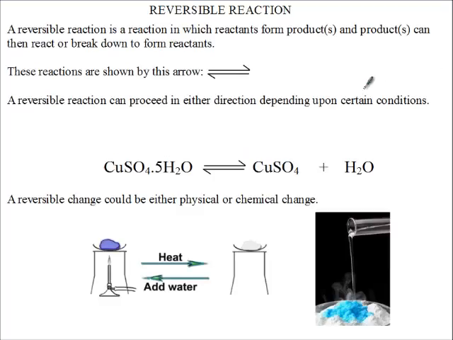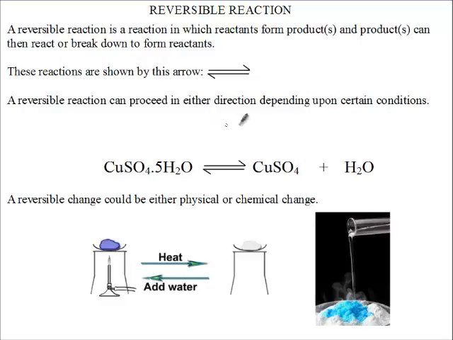Today, as I stated, we are going to talk about reversible reactions. Now, what is a reversible reaction? It is a reaction in which reactants form products, and products can then react or break down to form reactants.